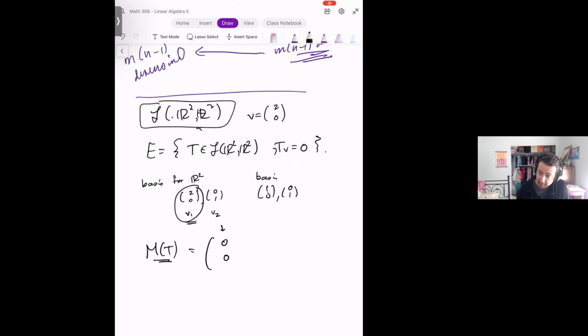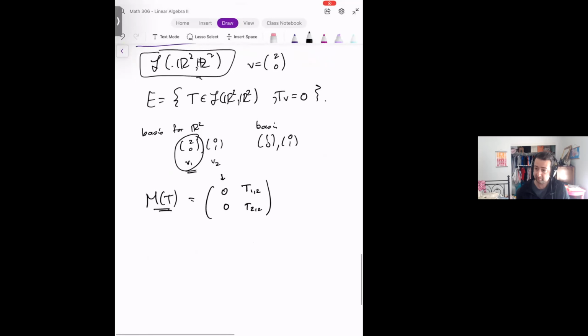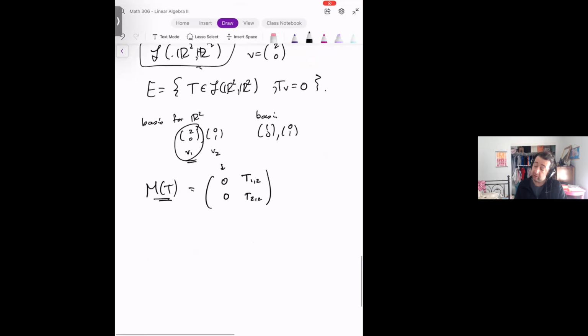What does it do to the second vector? I have absolutely no idea. None. So that means I don't actually know what goes in this spot, and I don't know what goes here, because I didn't tell you what T was. I just told you it's a linear map. So I know it does something. I know it's got coefficients there, but I don't know what those coefficients are.